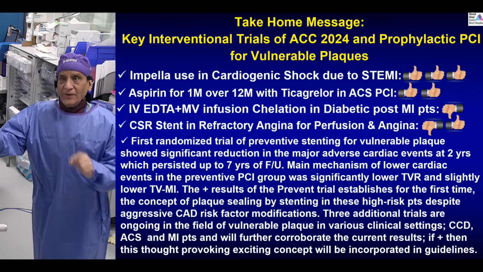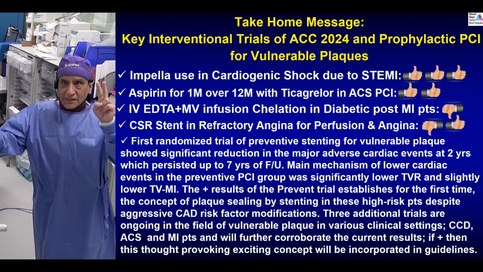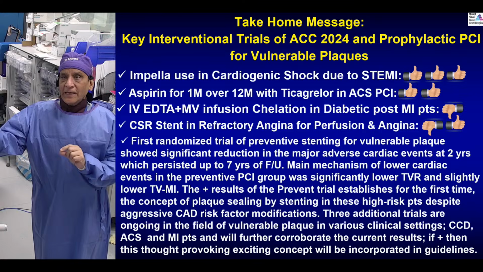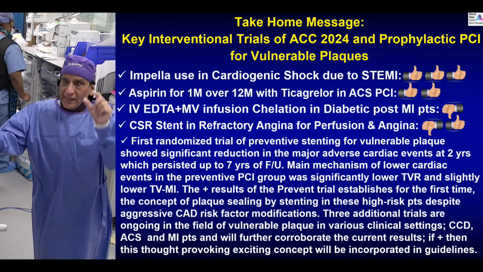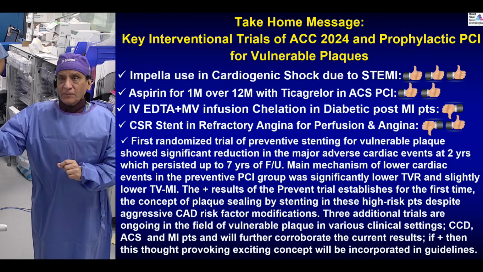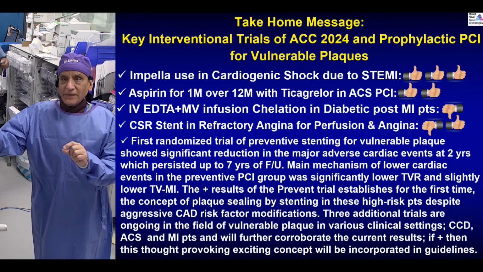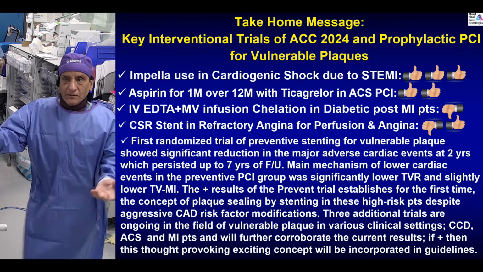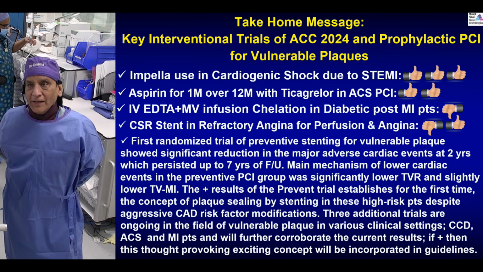The first randomized trial of preventive stenting, which is the PREVENT trial for vulnerable plaque, showed significant reduction in the major adverse cardiac endpoint at 2 years, which persisted up to 7 years of follow-up. The main mechanism of lower cardiac events in the preventive PCI group was significantly lower TVR and slightly lower target vessel MI. So it seems it was a vulnerable plaque-mediated event reduction which led to this benefit. The positive results of the PREVENT trial establish for the first time the concept of plaque sealing by stenting in these high-risk patients despite aggressive CAD risk factor modification, which was done as much as possible. You can add your inclisiran or PCSK9, that is different. The 3 additional trials are ongoing in the field of vulnerable plaque in various clinical settings.